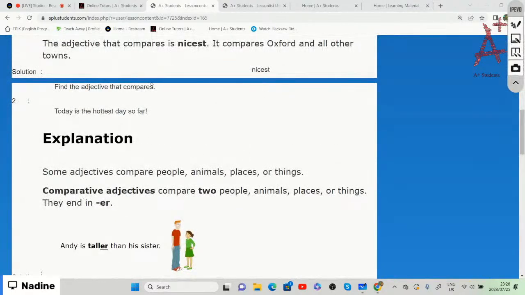All right. We need to find the adjective that compares. Today is the hottest day so far. We need to find the adjective that compares. We're going to underline it, and then we're also going to say whether it is a comparative adjective or a superlative adjective.